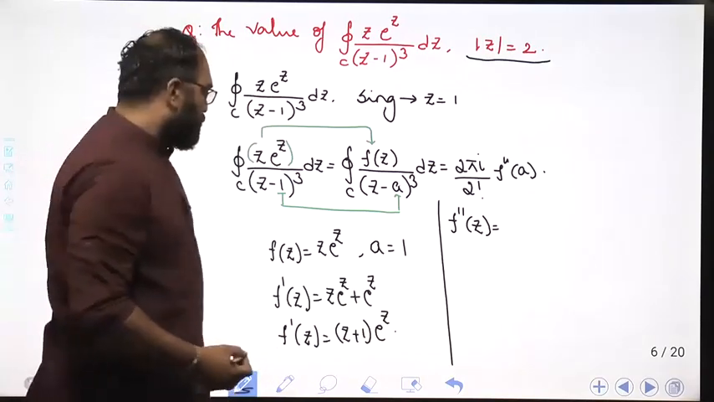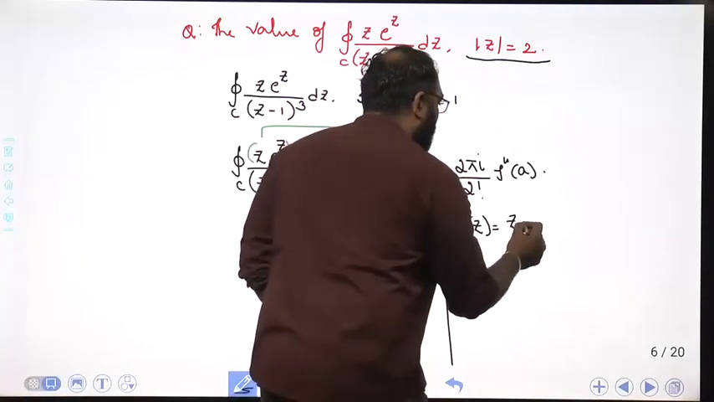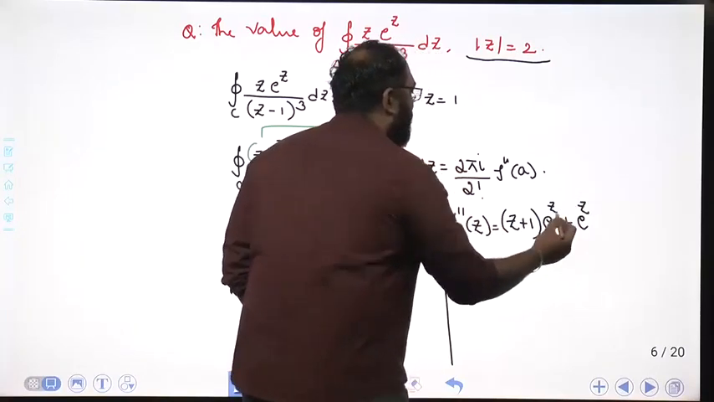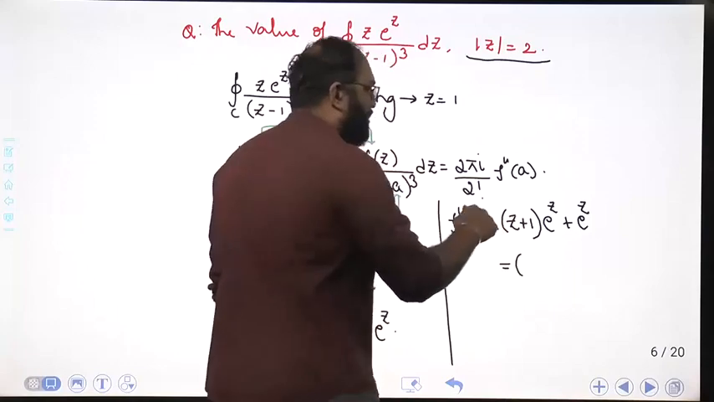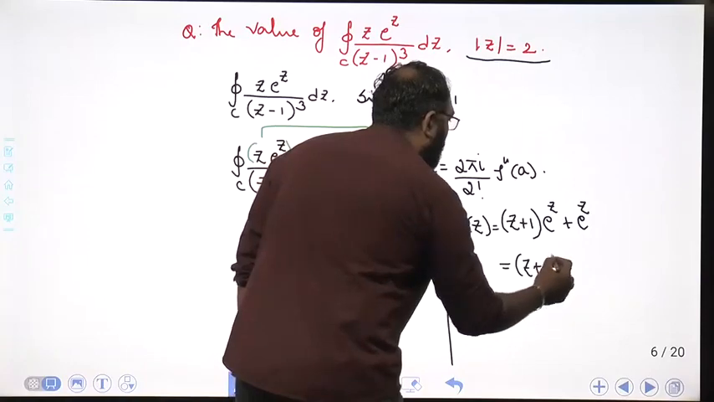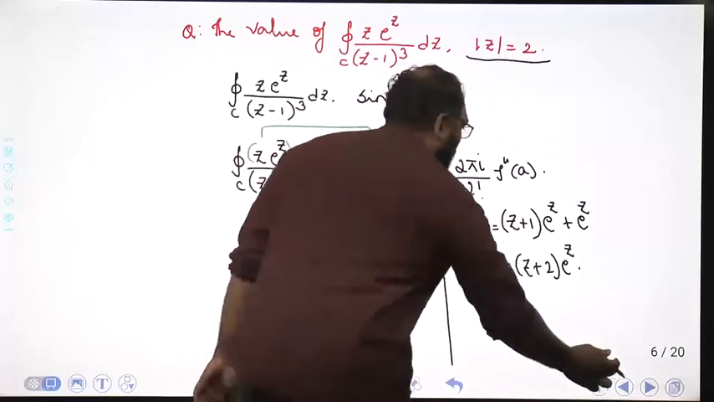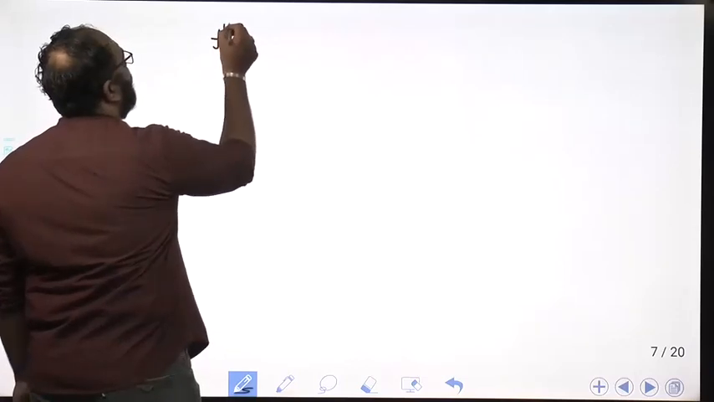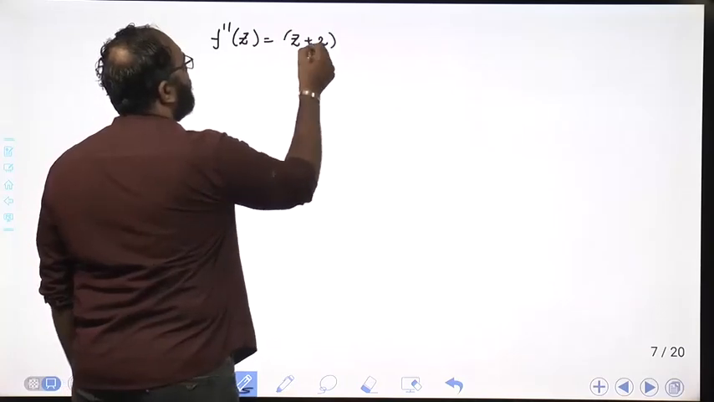Yes, clear? So if we apply the UV formula, we get z plus 1 into e power z plus e power z into the derivative of z plus 1, which is 1. Again if we take e power z common, we are left with z plus 2 into e to the power z. So f double dash of z is z plus 2 into e to the power z.